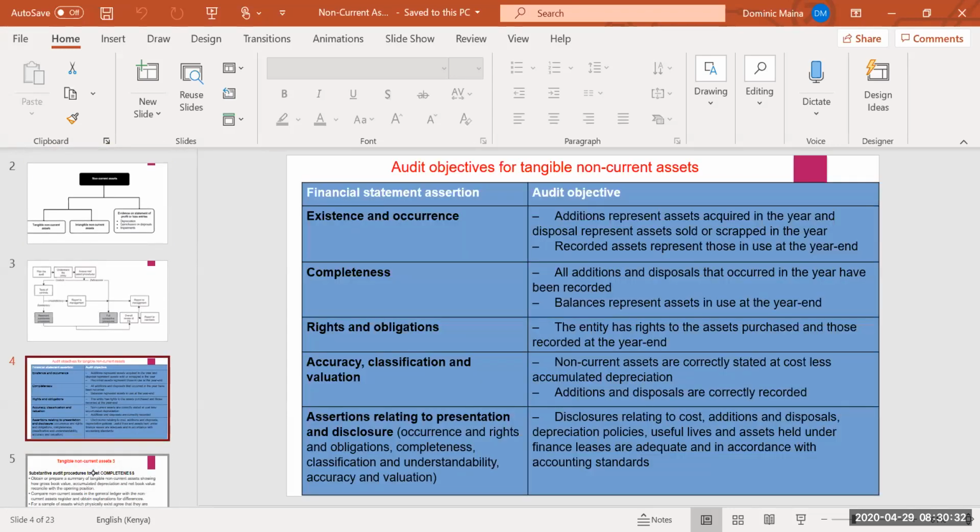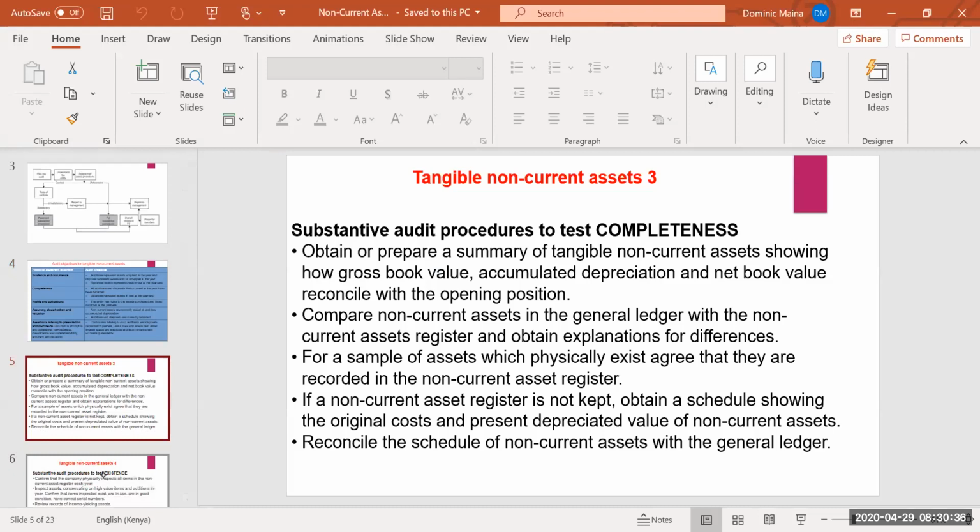Last time, as mentioned, we were discussing the non-current assets. We went ahead and discussed the procedures you can use to test completeness. We simply want to assess whether all the assets of the company, if there were disposals, have been accounted for, and if there were additions during the year, they have been accounted for. That was on completeness.